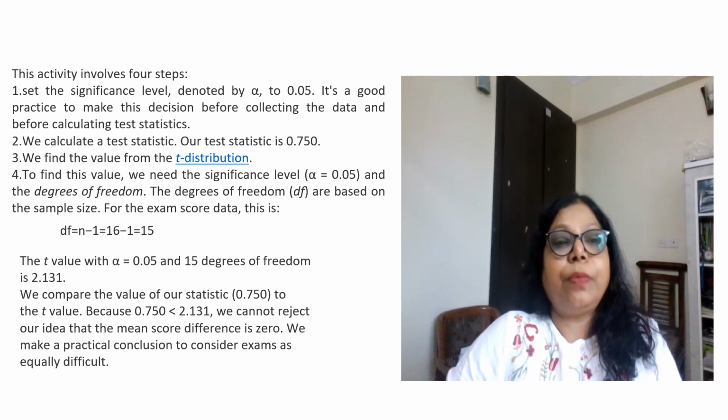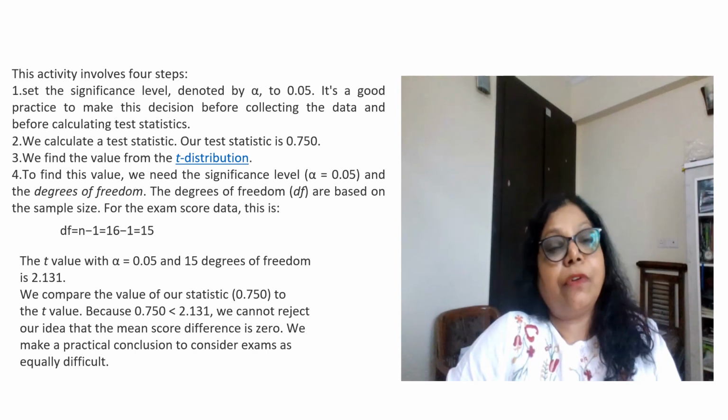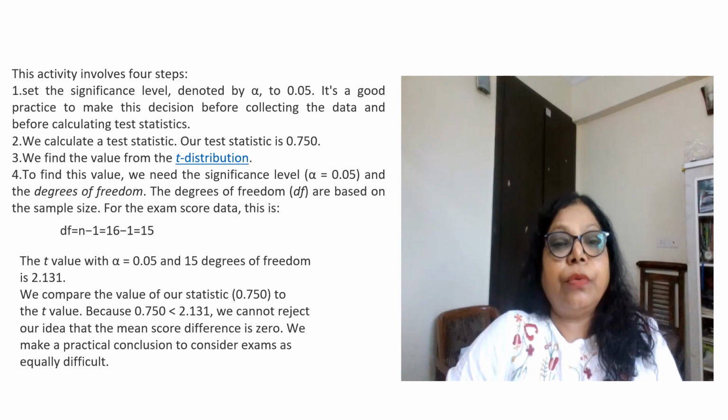It's good practice to make this decision before collecting the data and before calculating the test statistic. So we calculate the test statistic, and our test statistic is 0.75, as you can see over here. And then we find the value from the t distribution, which we have already seen how to find in the previous examples. If we are doing it with books, obviously we'll be needing the tables for the distribution.